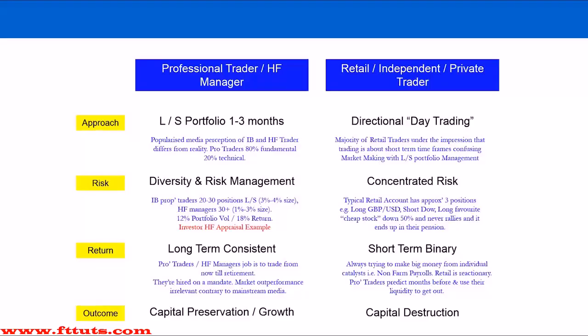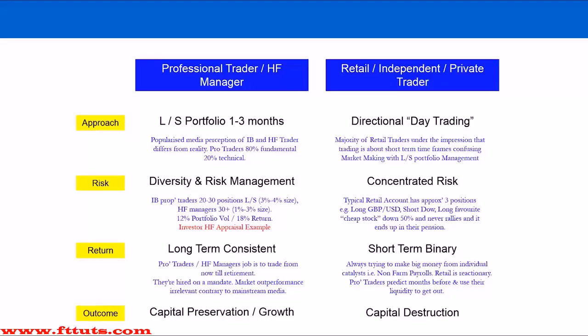In terms of return, the professional trader, hedge fund manager, they're literally employed to trade from now until they retire or the day that they die. They're hired on the mandate that we've talked about. Market outperformance is irrelevant, contrary to the mainstream media, but the approach of the retail trader is always short-term binary. So this is what we were talking about earlier with technicals and economic numbers. So always trying to make big money from an individual catalyst.